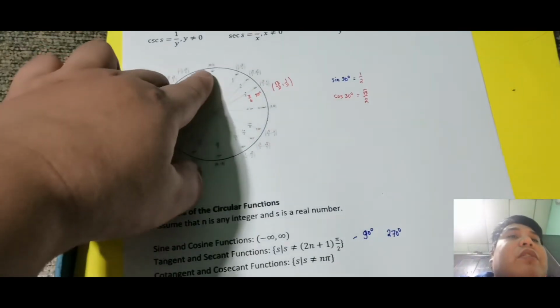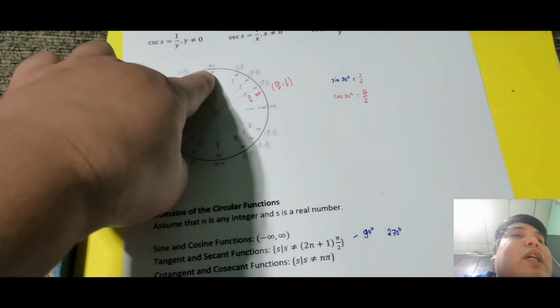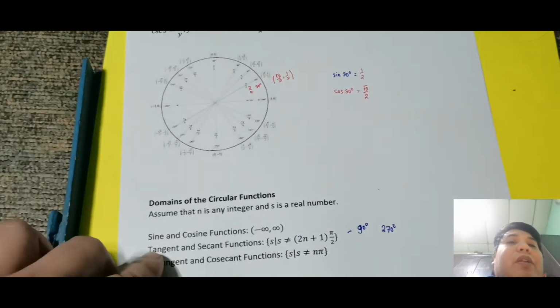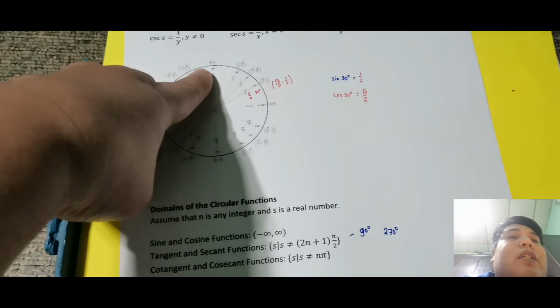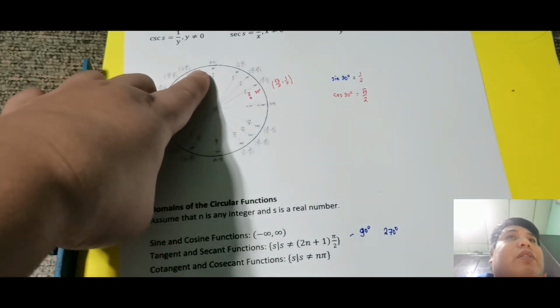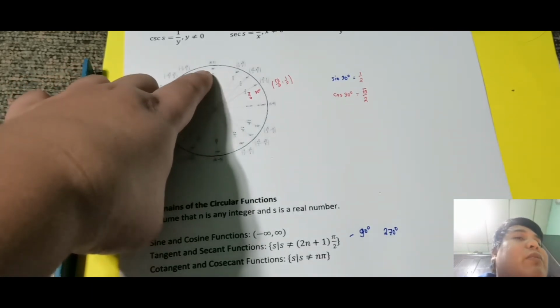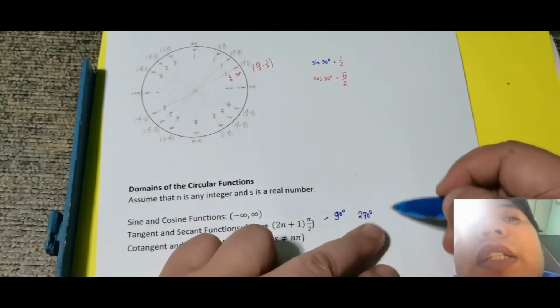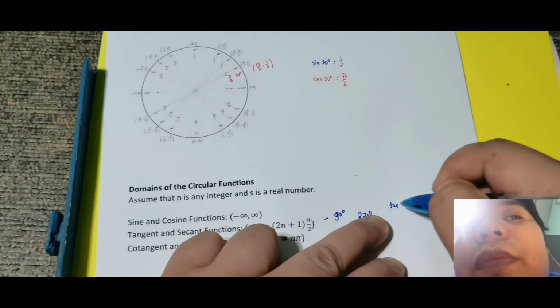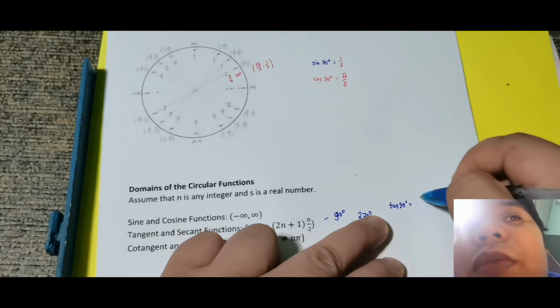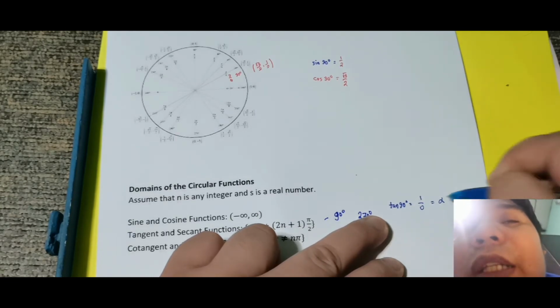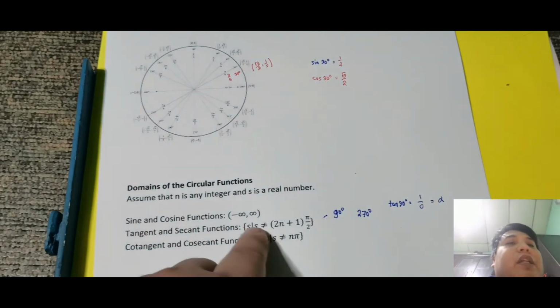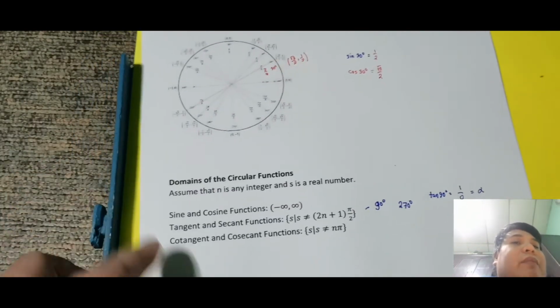They reject the angles at the top and bottom, because there is no tangent value there. The tangent here is y over x, which is 1 over 0. The tangent of 90 degrees is equal to 1 over 0, which is undefined, so it is excluded. Any other angle will do.